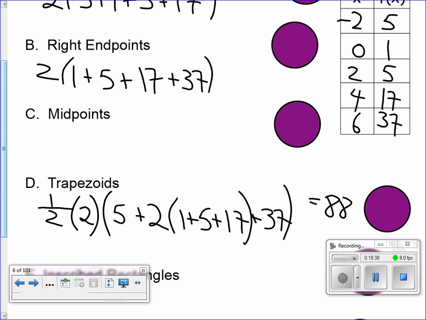What should we do next? Let's go back to the midpoint. Let's do it. So the thing is, we know the endpoints of each of our subintervals.